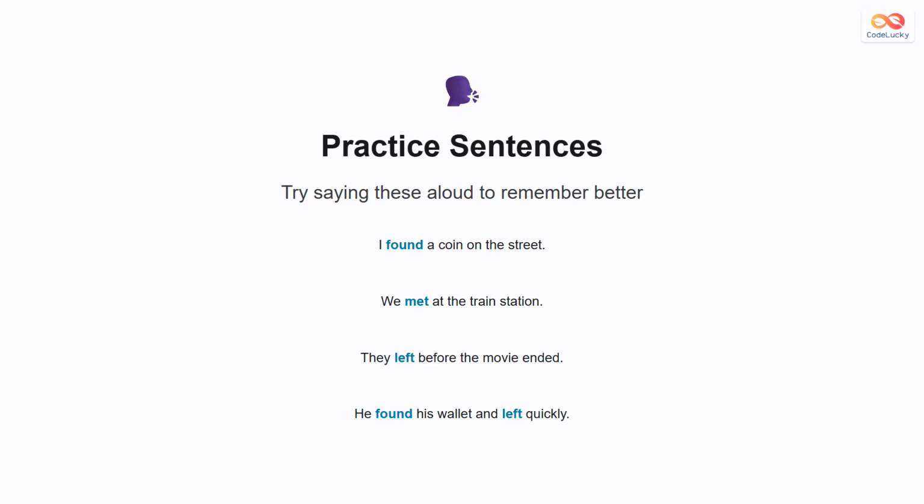Let us practice using these verbs in full sentences. I found a coin on the street. We met at the train station. They left before the movie ended. He found his wallet and left quickly. Speak and repeat each sentence slowly. This helps your mouth and tongue remember the correct past tense forms.